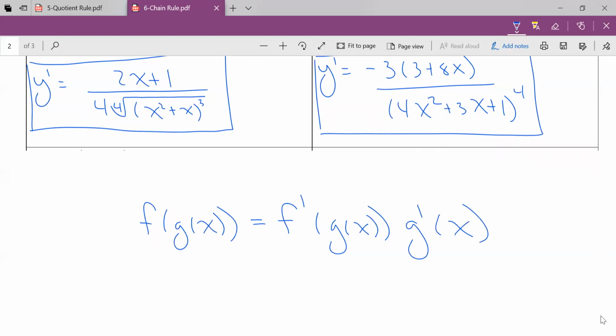Okay, friends, almost done derivatives. All we've got left to do is we've got implicit differentiation, which definitely can be tricky, and then higher order. We're almost there.